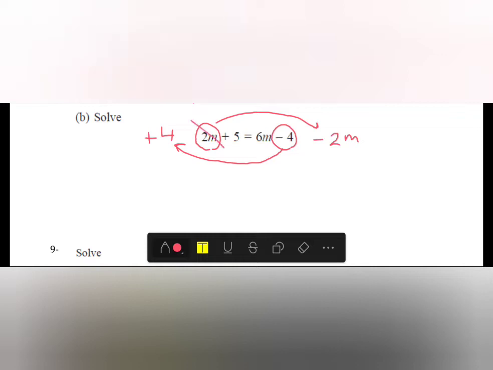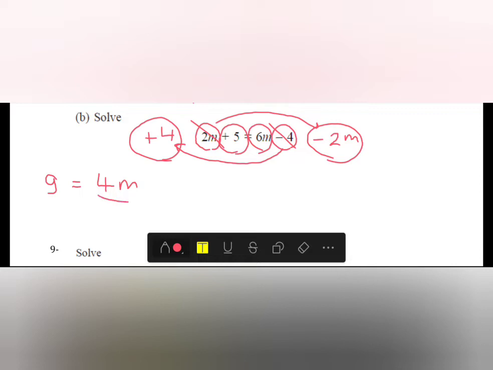Now we remove this and this. Now let's continue working out the numbers. Here we have 4 and 5. So 4 plus 5 equals 9. And then on the other side we have 6m minus 2m equals 4m. Very good. And how did we find out this? By taking the sign of the bigger number, which is 6, and then subtracting 6 and 2. And the answer is 4.